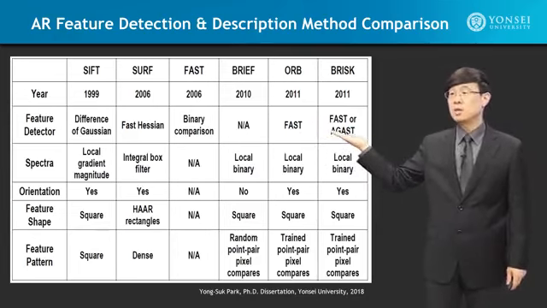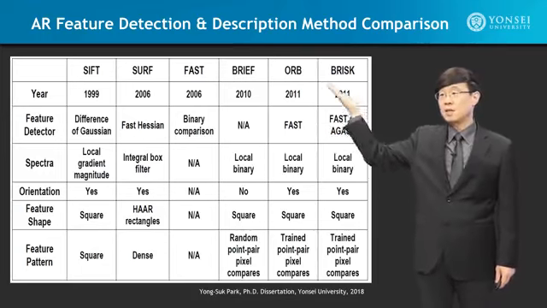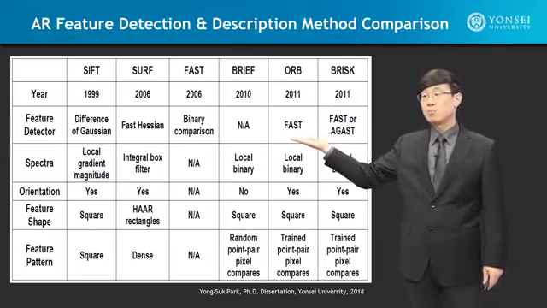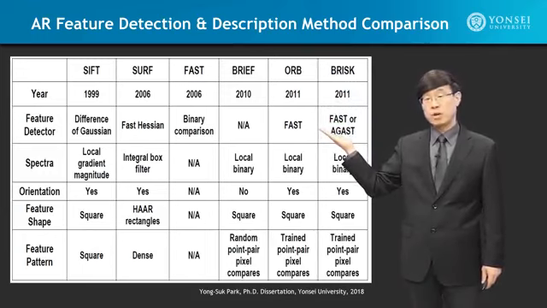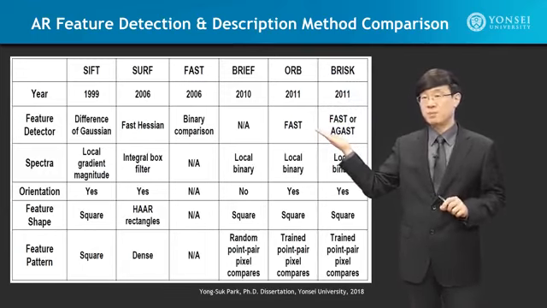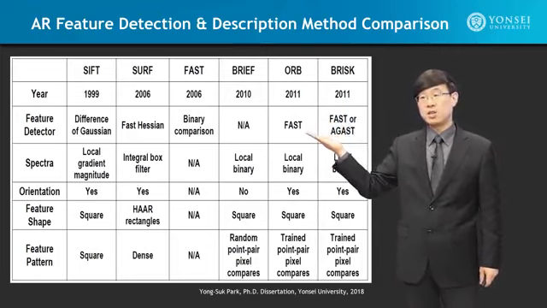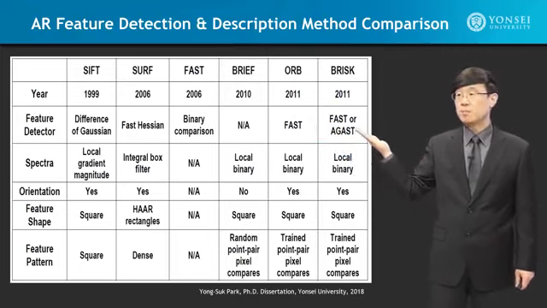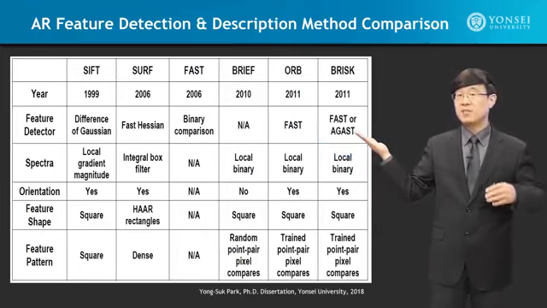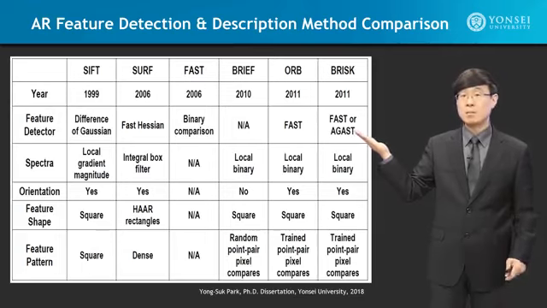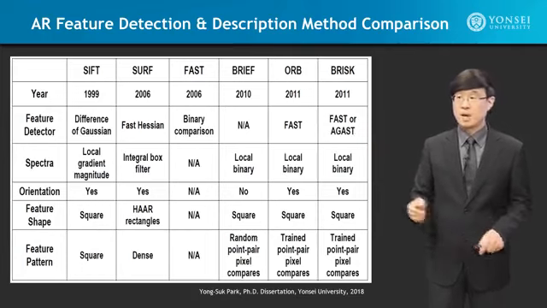And ORB uses FAST. ORB is a combination of FAST and BRIEF together, where BRIEF is used in a rotated fashion. However, in ORB, the feature detector will borrow the FAST technology. Then BRISK uses FAST or AGAST. AGAST is an evolved, improved FAST technology. So it's FAST or it's improved FAST with AGAST. And we'll talk more about this.